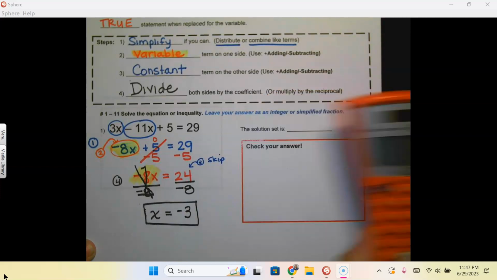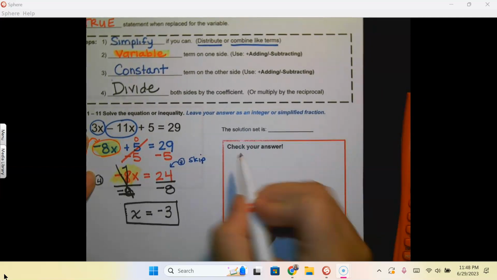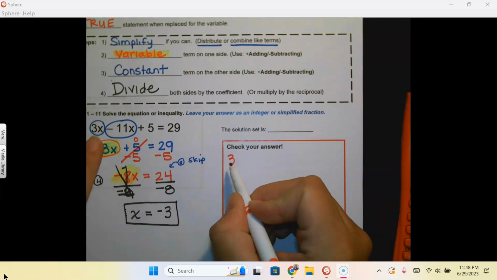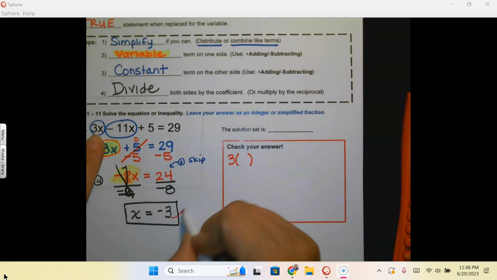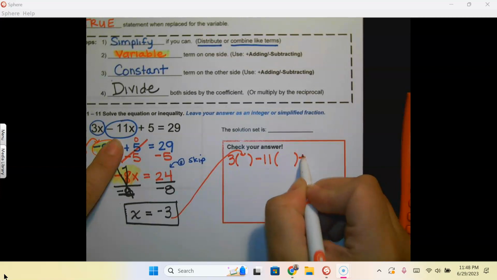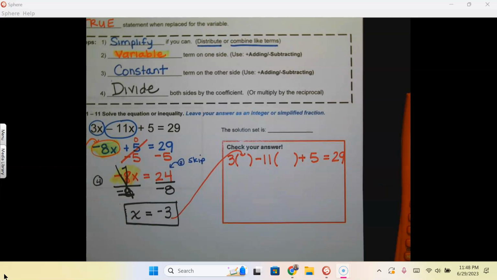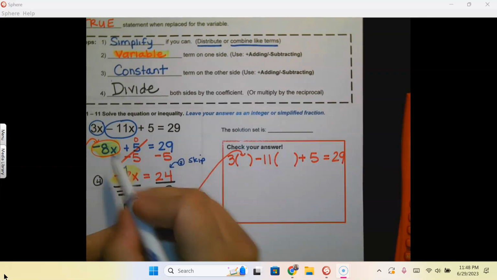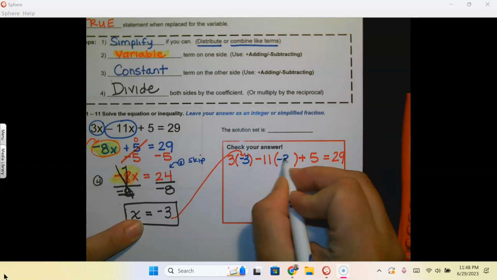Okay. So the nice thing about solving equations is that you could always check your answer. So checking your answer means you take the original problem, so we have 3x, and you take out the x, and you replace it with the number that you found. So I'm going to rewrite the problem, and then I'm going to put parentheses just to remind myself that that's where the variable was. And then I'm going to replace those x's, the two x's in the problem, with the negative 3.